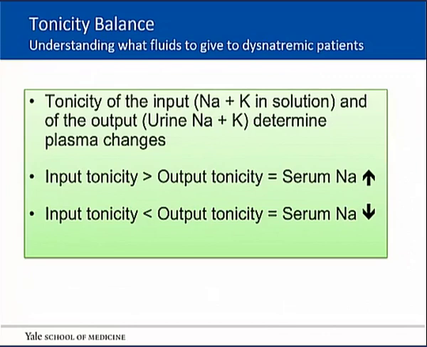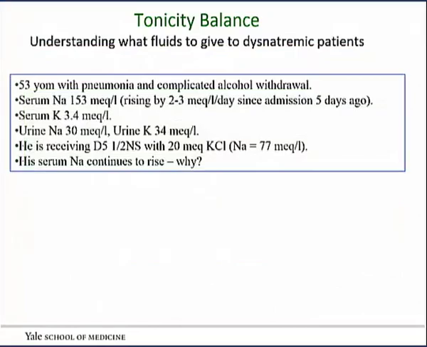So this is important to understand how you cause them to develop a dysnatremia, and also important to understand how to treat them. So let me give you a hypothetical example that I'm pretty sure you see. Guy with pneumonia, complicated alcohol withdrawal. Serum sodium is 153 and has been rising in front of you for the last 5 days. His potassium is a little on the low side. His urine sodium is borderline-ish. His potassium is also borderline.